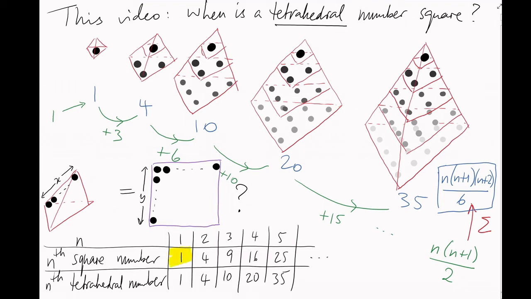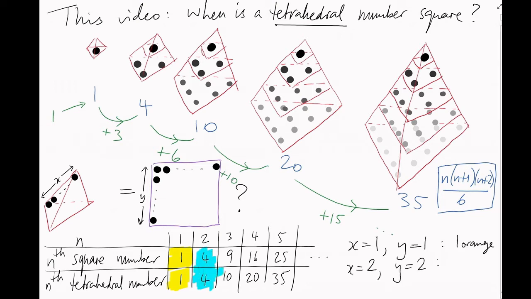We can see two solutions already. The number of oranges is 1 when x is 1 and y is 1, and the number of oranges is 4 when x is 2 and y is 2. Are there any more solutions?